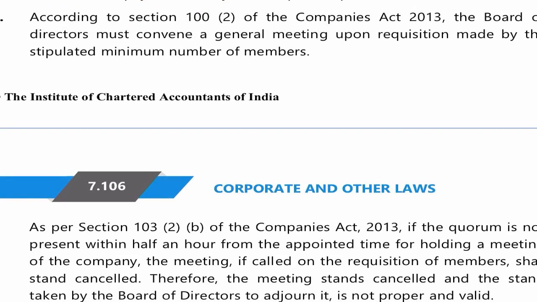Read ahead. According to section 102 of the Companies Act 2013, the Board of Directors must convene a general meeting upon requisition made by the stipulated minimum number of members.